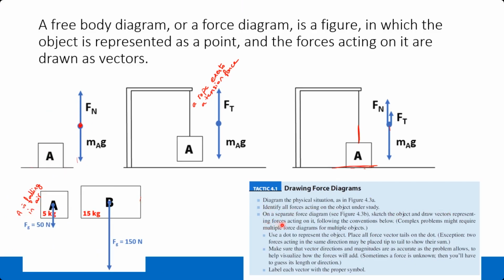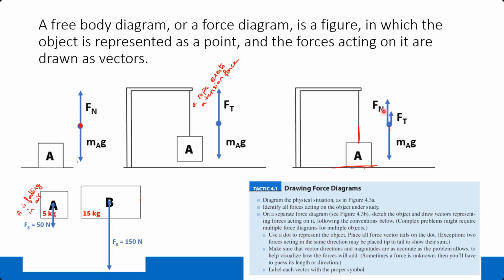And when I draw the forces acting on this object, I am careful about something in particular. One, I will draw the object as a point, and then I'll place all of the forces to start from the object. So their tails are on this point. And then we make sure the vector directions and magnitudes reflect the length or the size of the force.